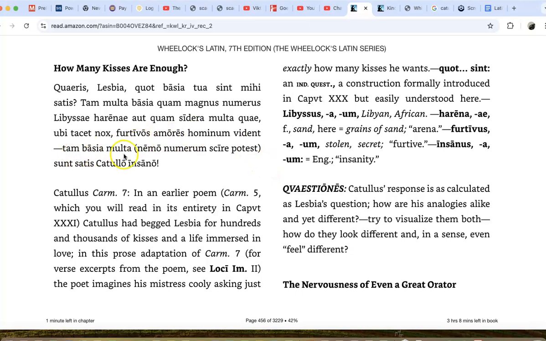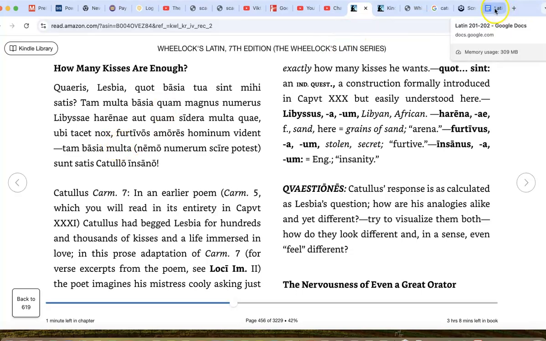And then, so many kisses. So we kind of have a repetition here, right? So tam basia multa, tam multa basia. But we have just a change in word order, which is common in poetry.